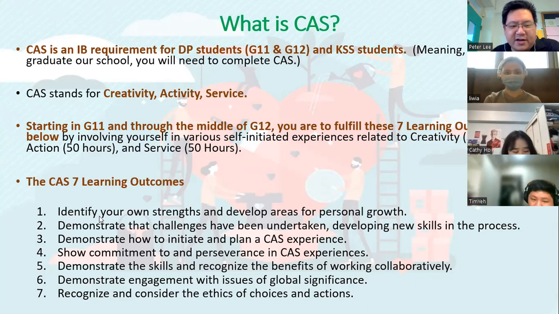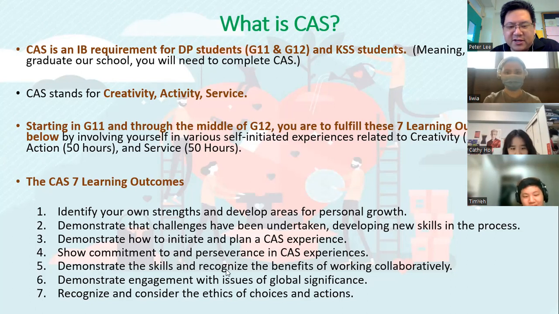Number 1, identify your own strengths and develop areas for personal growth. Number 2, demonstrate that challenges have been undertaken, developing new skills in the process. Number 3, demonstrate how to initiate and plan a CAS experience. Number 3 actually should be the easiest one because every time you do a CAS experience from beginning to end, in order for it to count, you will have demonstrated how to initiate and plan a CAS experience. Number 4, show commitment to and perseverance in CAS experiences.